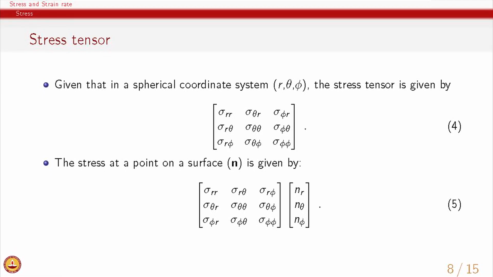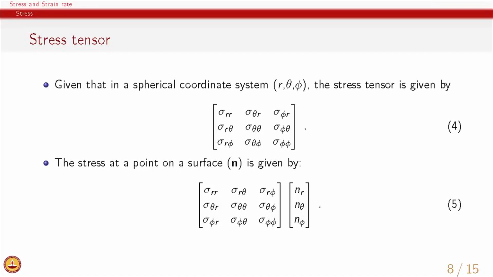And of course, to find stress at any given point, what we need to do is to multiply the stress tensor along with the unit normal vector, and since now we are describing the unit normal using a spherical coordinate, we have 3 components of it, nr which is in the r direction, n theta which is in the theta direction, and n phi which is in the phi direction. So, using this operation we will be able to find the stress which is at a point on a surface given by n.